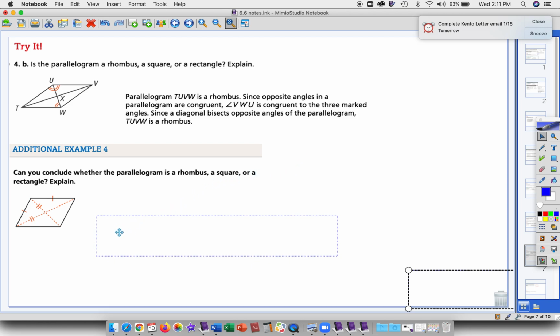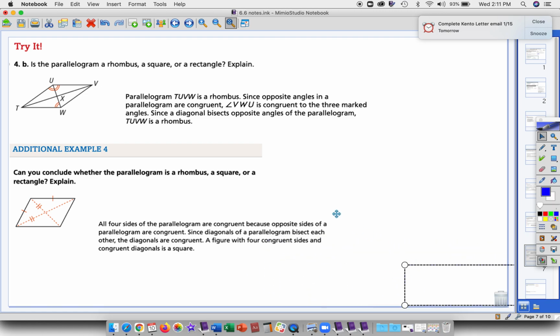For additional example 4, we know that all four sides are congruent because opposite sides are congruent. If we have two adjacent sides, and we're given that this is a parallelogram, we know all four sides are congruent. The diagonals are congruent, because remember the diagonals bisect each other. So if these two segments are congruent, then the full lengths of the diagonals are congruent. Given that, it makes it a square.